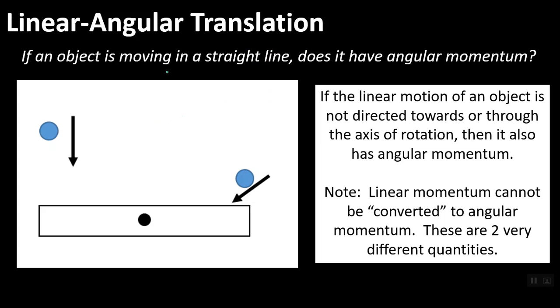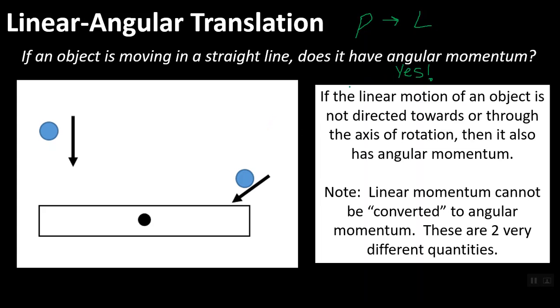So we have this linear angular translation, is what I like to call it, basically the translation between linear momentum to angular momentum. So the big question we needed to ask was, if an object is moving in a straight line, so it's just translating, it's not technically rotating around a central axis, does it have angular momentum? And the answer was a resounding yes.